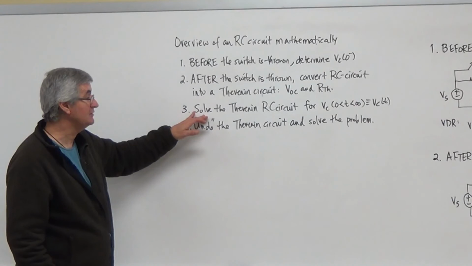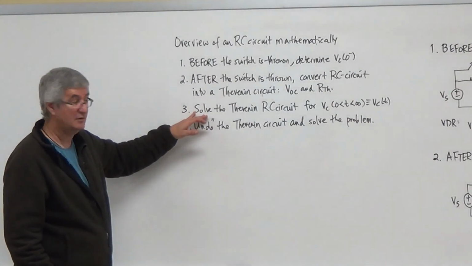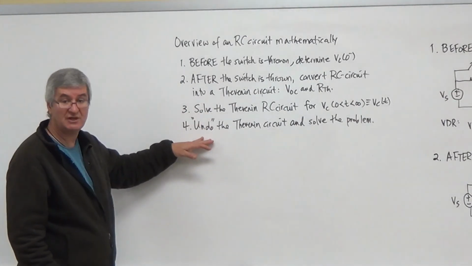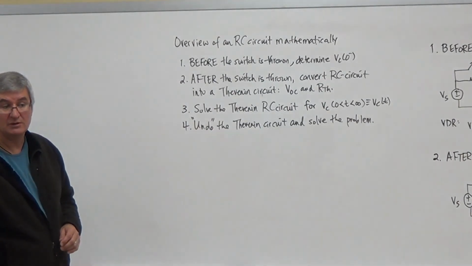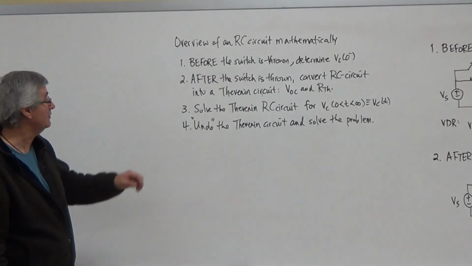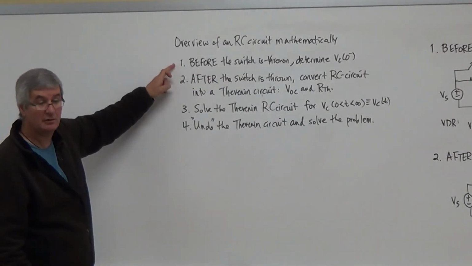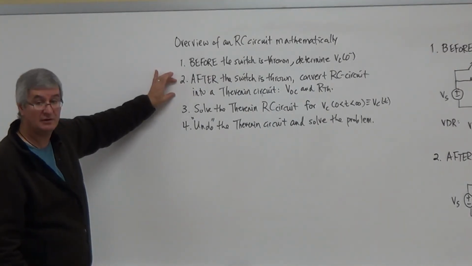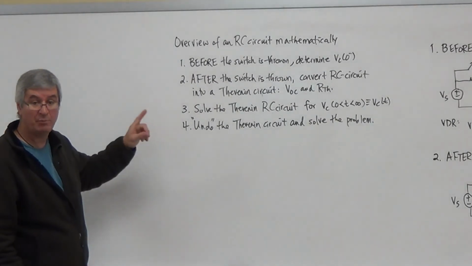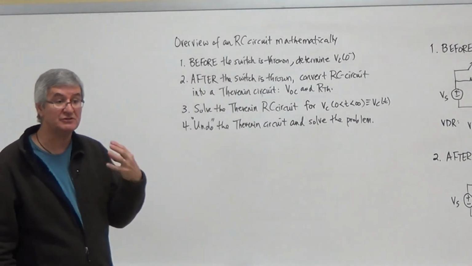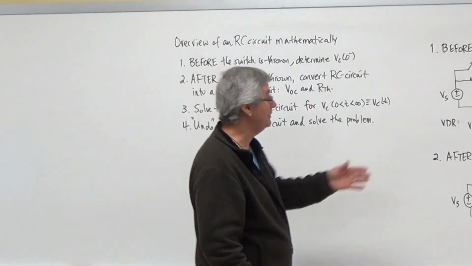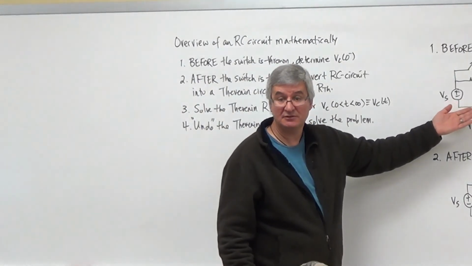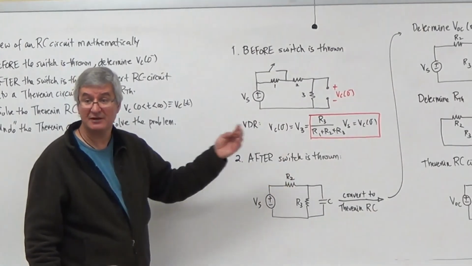Then we solve the Thevenin RC circuit, then we undo the Thevenin circuit, and then we solve the problem. Just thinking offhand, look at that: circuit number 1, circuit 2 and 3, circuit 4. One problem could have 4 different circuits that you have to solve. Okay? So here we go. I picked an easy circuit. Why did I pick an easy circuit? Because it's fast to do right now.